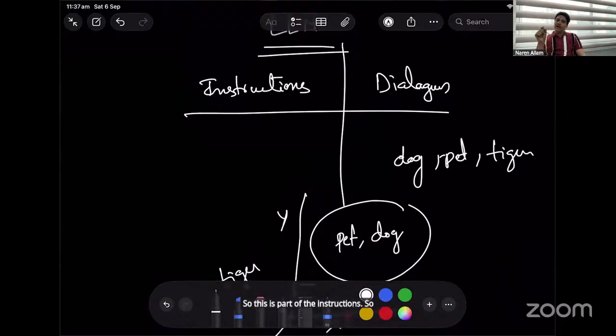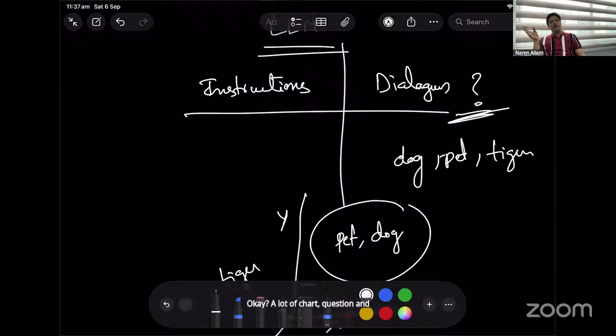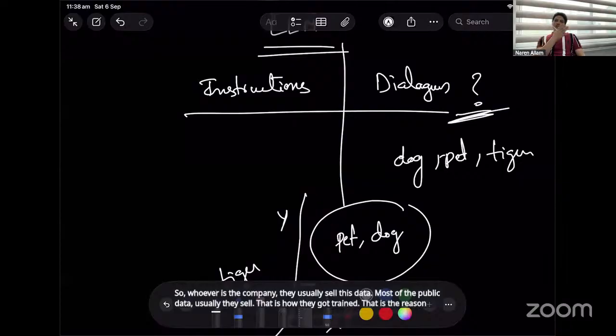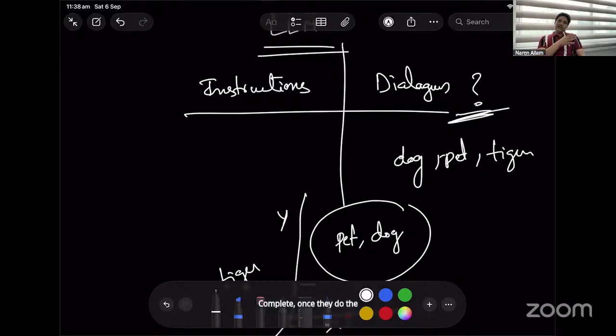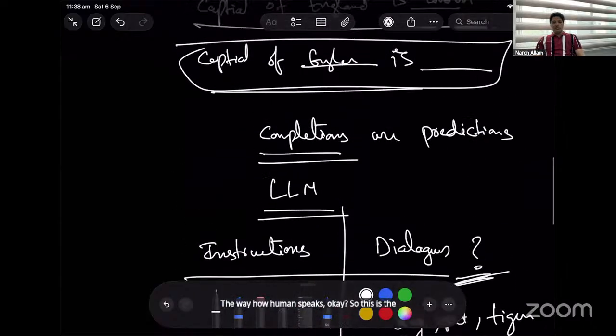Once you write a single line of text, LLMs will generate whatever completion is required. Good. But how is it really interacting like a human being? That is where the dialogue comes in. A lot of chat questions and answers have also been used to train these LLMs, which is the reason they speak like humans. They have trained these LLMs with Facebook chats, WhatsApp chats, most of the chatting examples, including Skype chats. The companies usually sell this data, most of the public data, and that is how they got trained. Once they do the completions and generate the text, they convert that text into dialogue, the way a human speaks. So this is the technology behind an LLM.